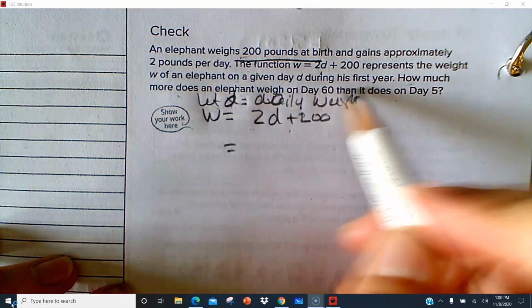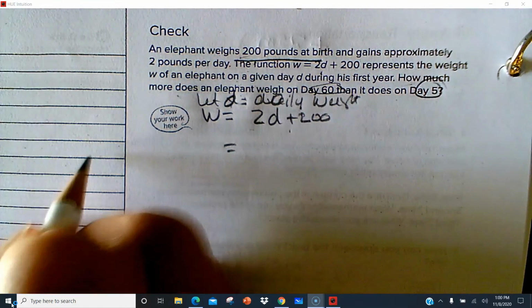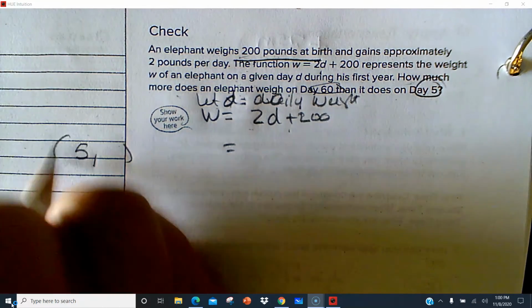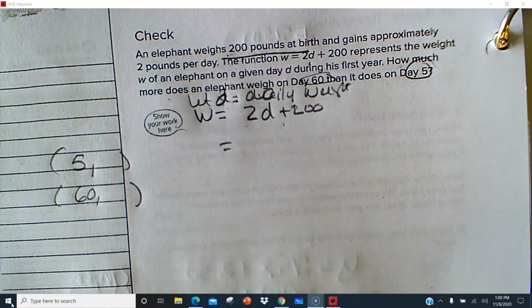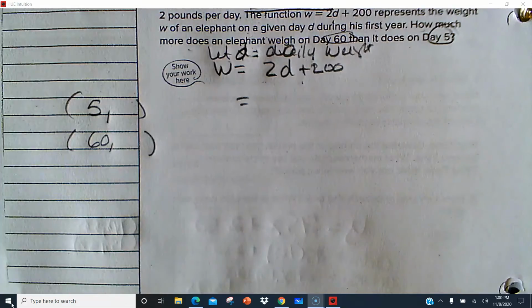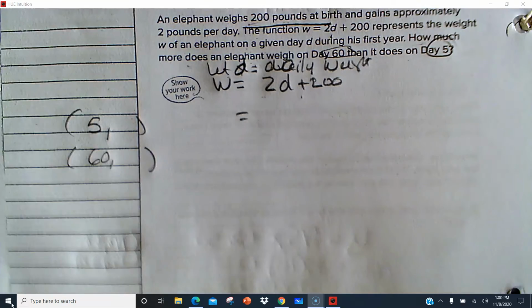How much more does he weigh on day 60 than on day 5? So then obviously you have one ordered pair at 5. And then when he got bigger and fatter, hopefully you figure that one out. Okay, I will let you figure that one out and type your answer in the space provided.